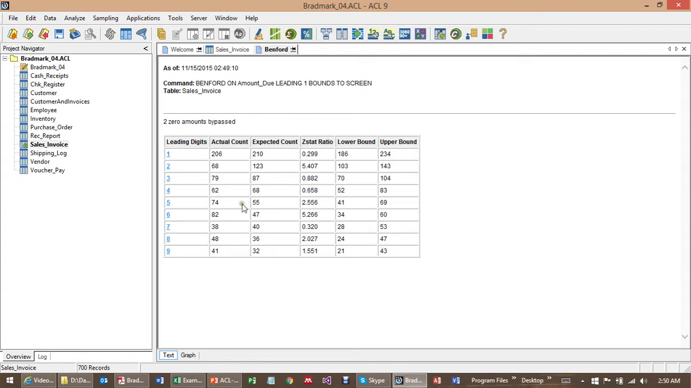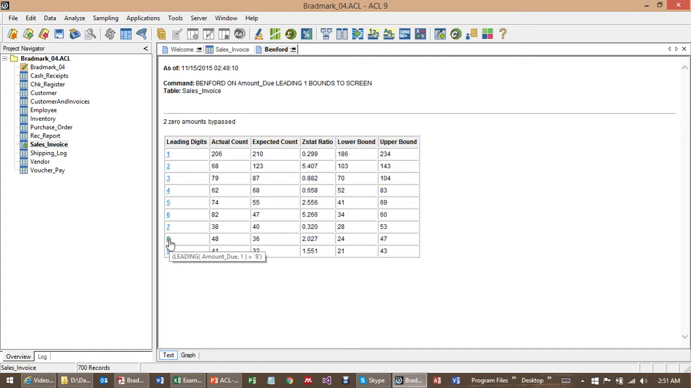Another one we can look at will be amounts starting with a 6. So here we have 82 actual count. We should have around 47 or somewhere between 34 and 60. Clearly this is much higher than that. Another one can be amounts starting with an 8. It's not too bad, but it is not within the limits. Again, 48 is higher than the upper bound.